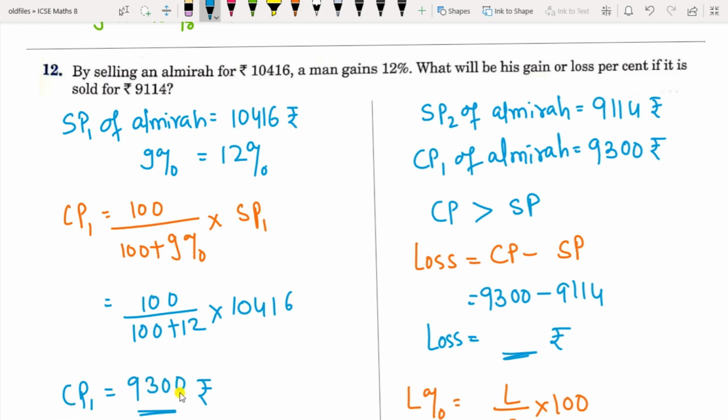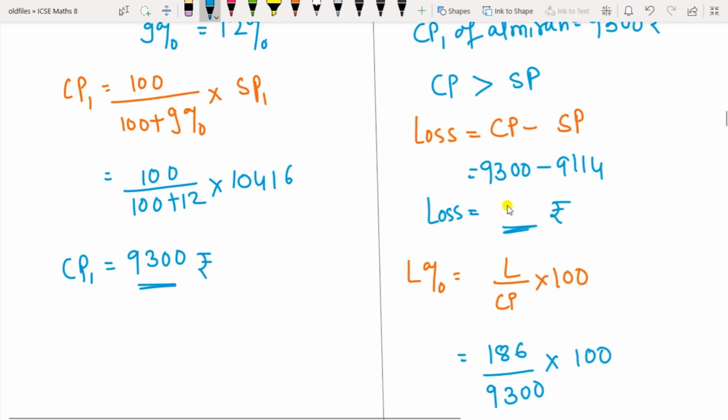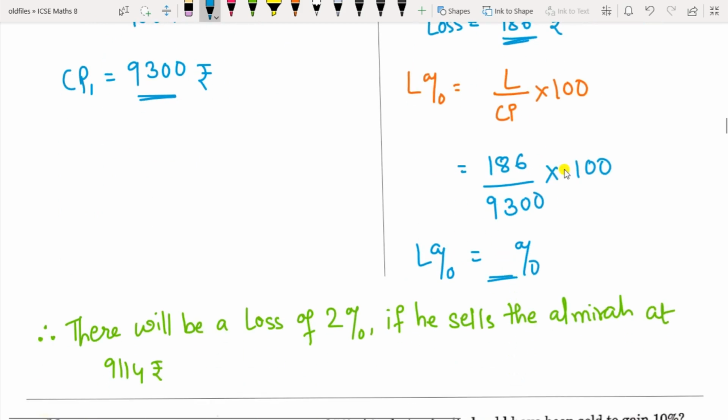That is CP1. Now he wants to sell with a new selling price, that is 9,114, but the cost price of the Almirah is 9,300. Comparing these two, you can see the cost price is greater here, so it is a loss if he sells it for 9,114 rupees. If you subtract, 186 is the loss. Therefore, you have to find the loss percentage. When you cancel this, you get 2%. So there will be a loss of 2% if he sells the Almirah at a selling price of 9,114 rupees.